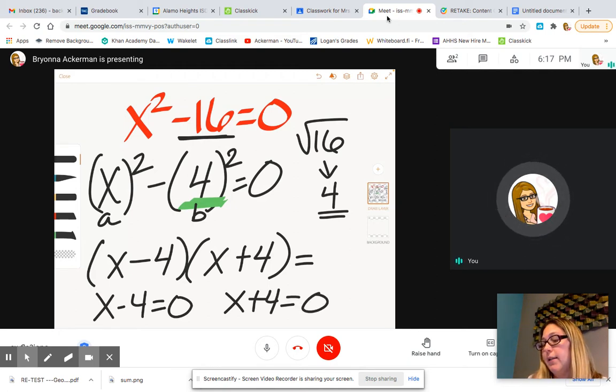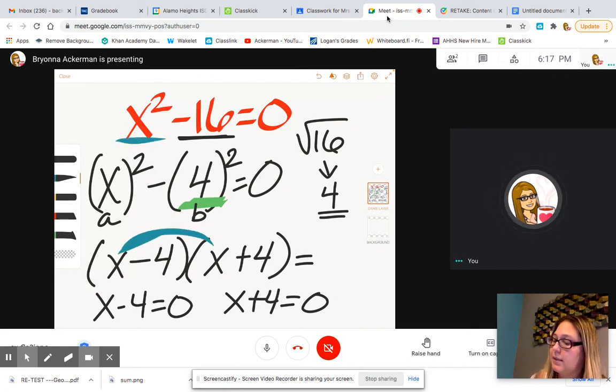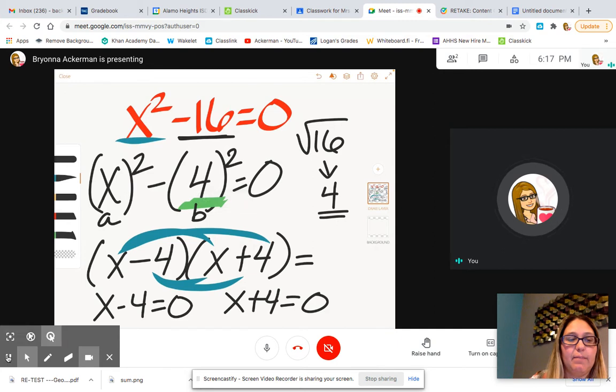What's important is you can always double check. X times x is x squared. X times 4 is 4x. But then negative 4 times x is a negative 4x, and so those will cancel out. And then the last one is negative 4 times 4, which is a negative 16. Okay, so that was difference of squares.